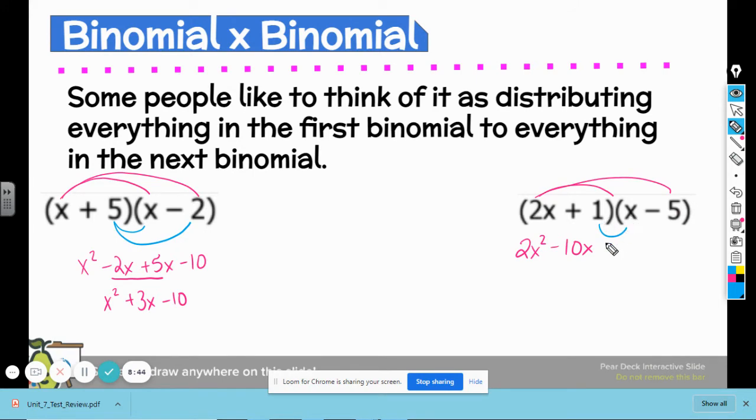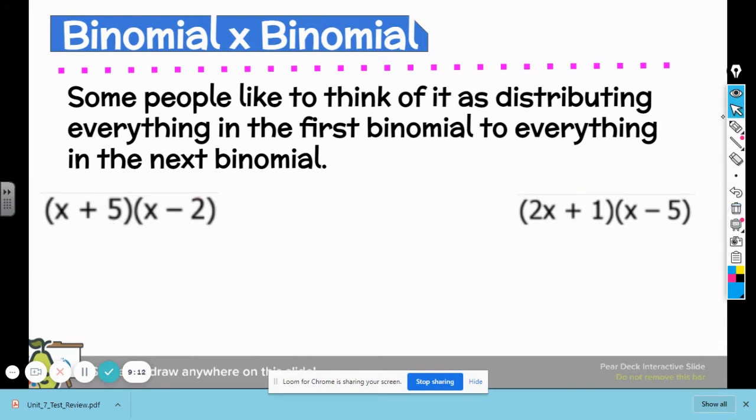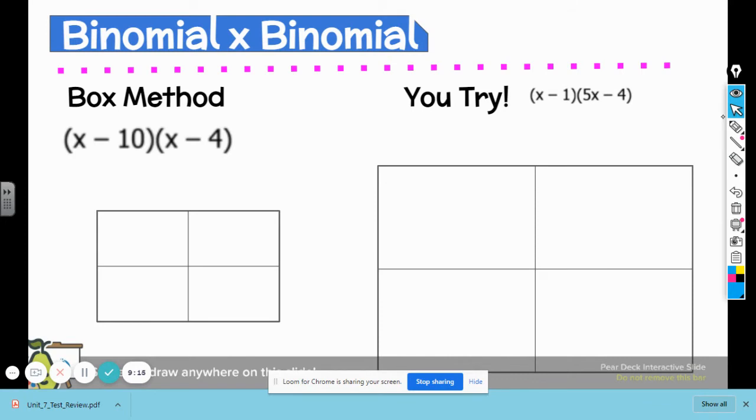So 1 times x is a positive x. And then 1 times negative 5 is same thing. It is itself. And then we can combine these two, right? So we've got 2x squared minus 9x minus 5. So that's two different ways to think of multiplying the binomial times binomial. There is yet another way, which is called the box method. And we're going to try this.